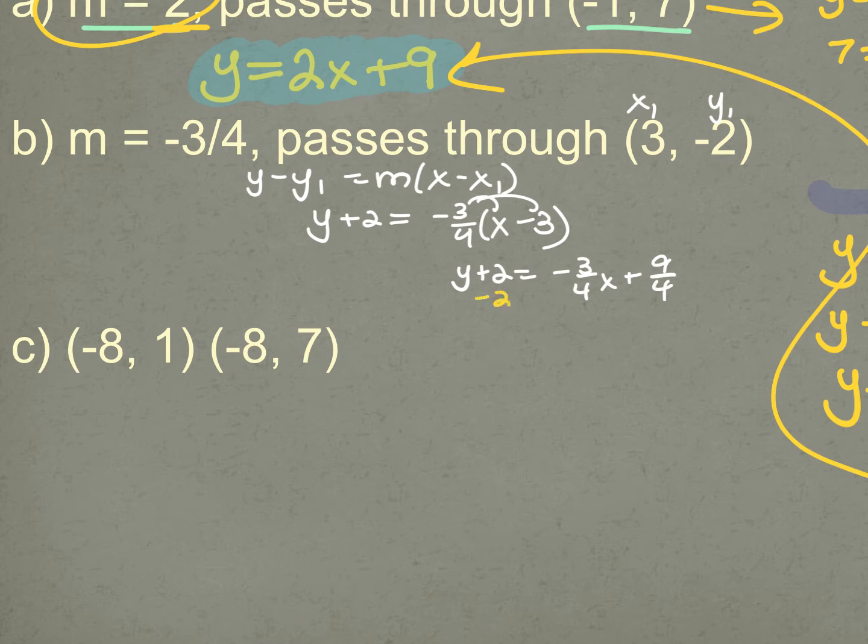Then I'm going to subtract the 2. So y equals -3/4 x. And then 9/4 minus 2 over 1. Multiply by the 4, give it the least common denominator. Becomes -8/4. So 9/4 minus 8/4 becomes 1/4.